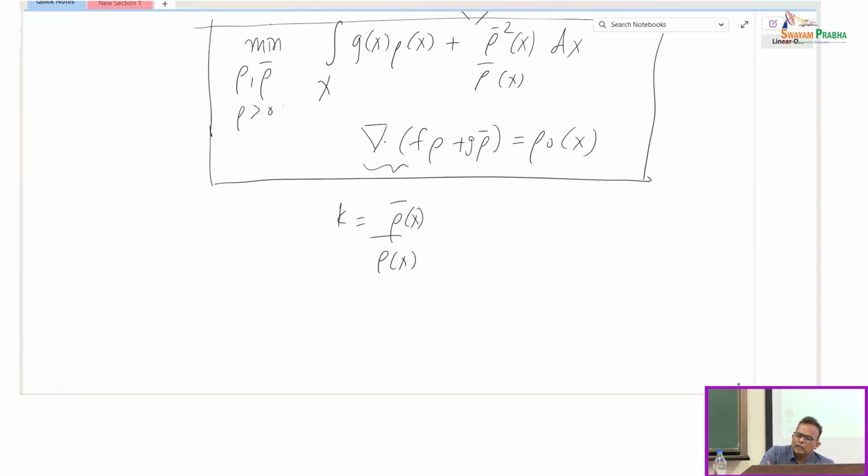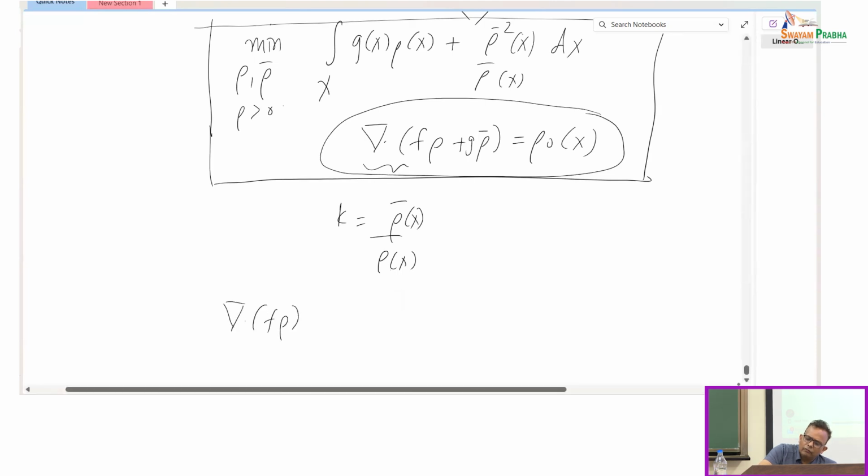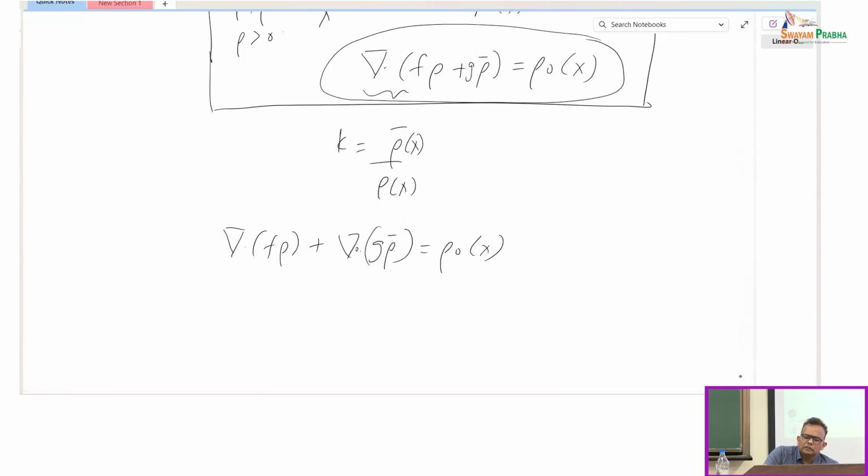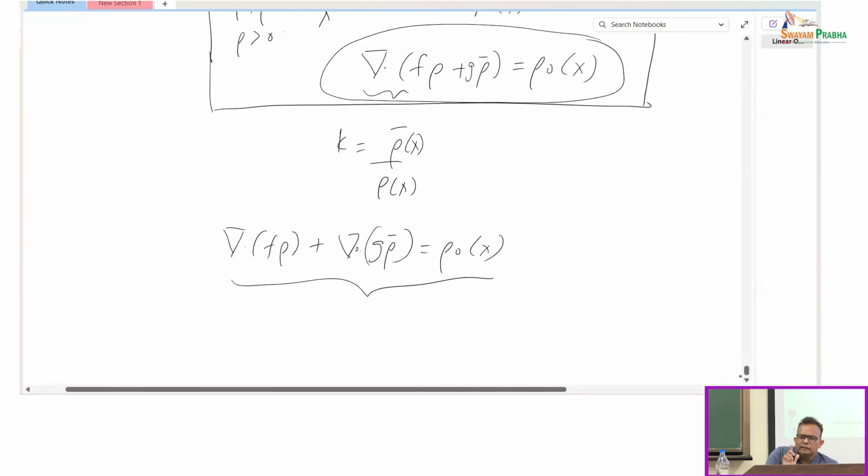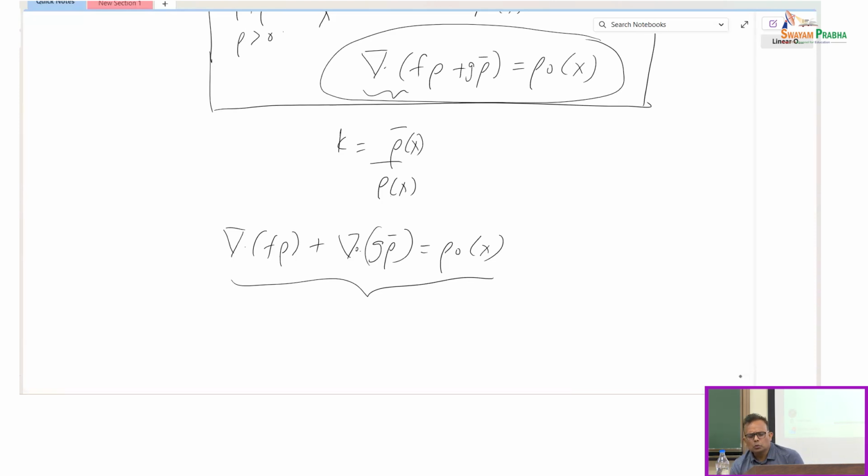Now, as I was saying, I missed the physical interpretation of rho. If I look at this constraint, it is basically divergence of F rho plus divergence of G rho bar equals rho 0 of x. So what is this? Let's say you solve this optimization problem for rho and rho bar and get this feedback controller K. What this equation really tells you has a very nice physical interpretation. What it says is the following.